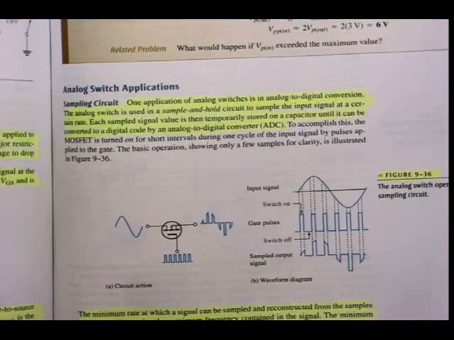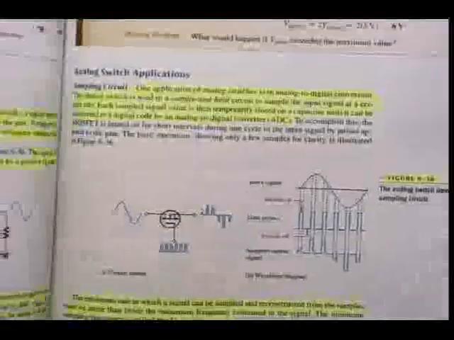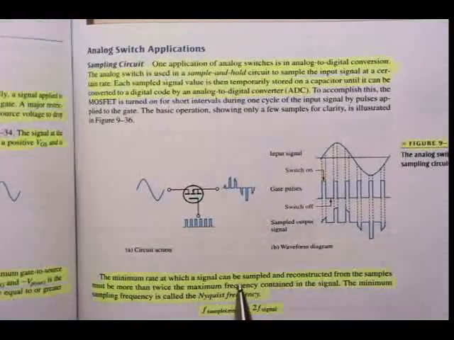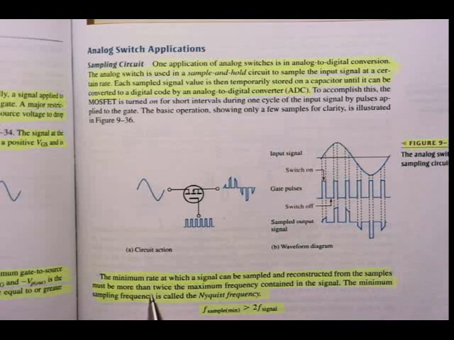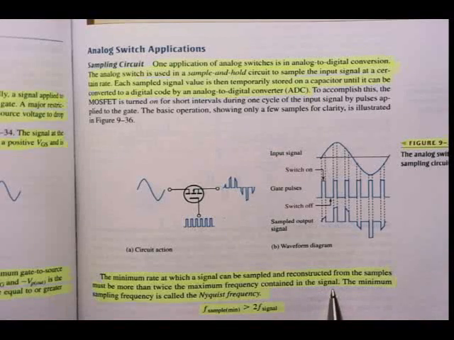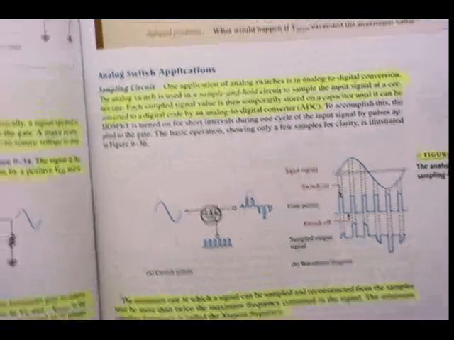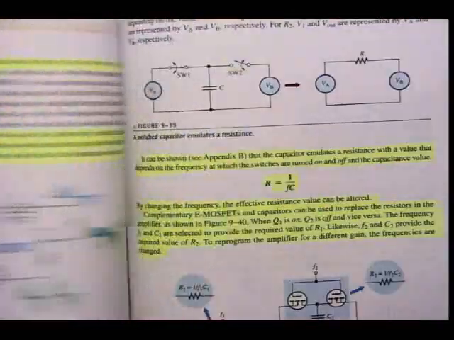Important though, mark the last paragraph there at page 461 as well. The minimum rate at which a signal can be sampled and reconstructed. That's important, eh? Sampled and reconstructed from the samples must be more than twice the maximum frequency contained in the signal. So the minimum sampling frequency is called the Nyquist frequency, and you can see the F sample minimum should be at least 2 times the frequency of my input signal.